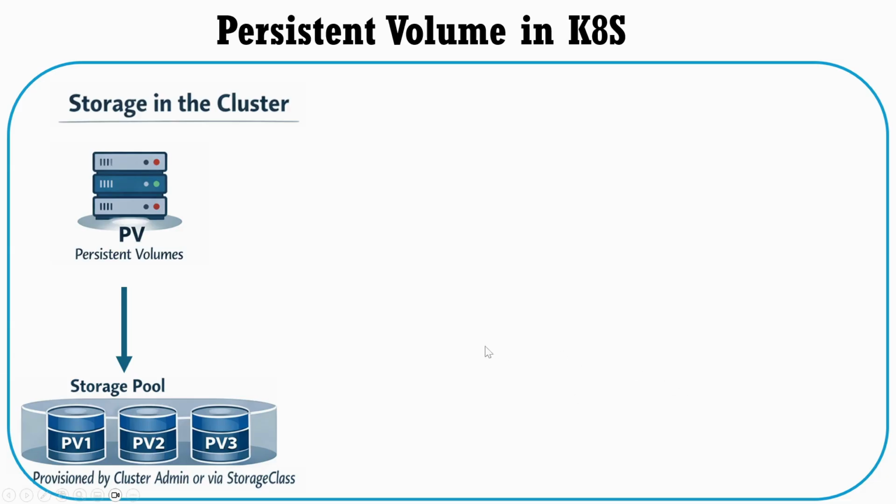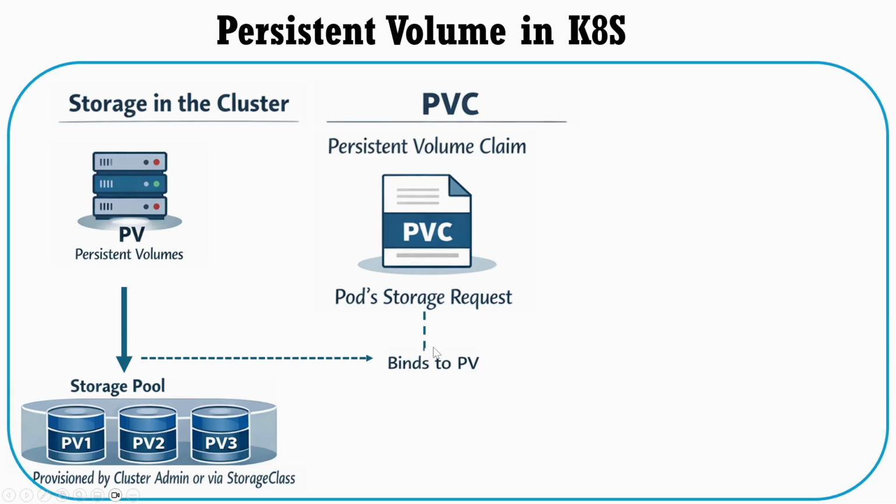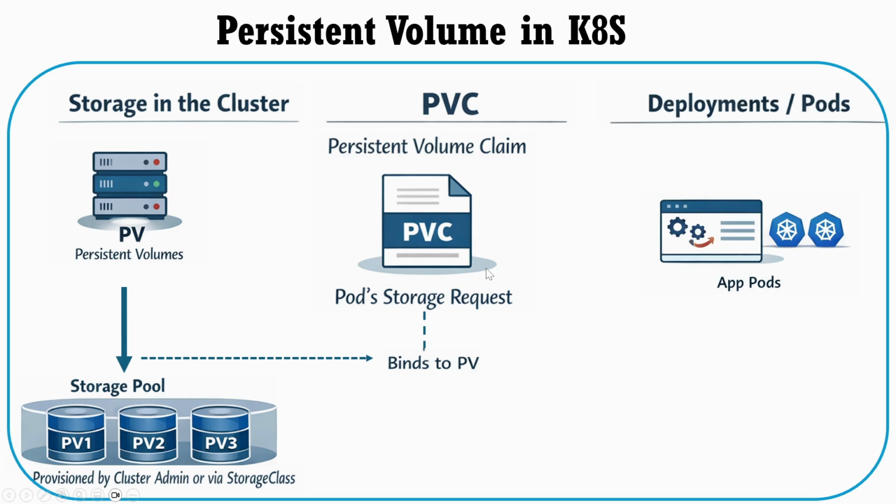Now here is something important. Developers or DevOps engineers don't directly use the PV. Instead, they create something called a PVC, persistent volume claim. A PVC is simply a request for storage, like saying, hey Kubernetes, I need 5 GB of storage and I want it to be read-write once. Once the PVC is created, Kubernetes automatically finds a matching PV and binds them together. And finally, when we deploy our application, the pod doesn't mount the PV directly, the pod mounts the PVC, and through that PVC it gets access to the PV storage.